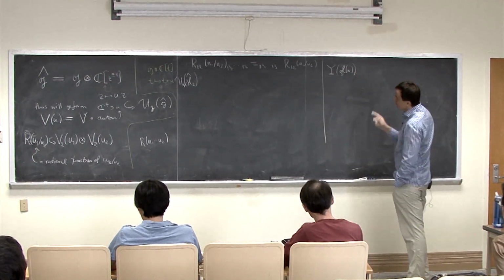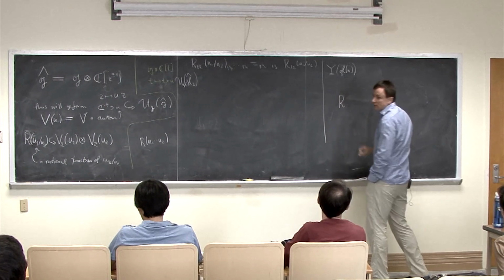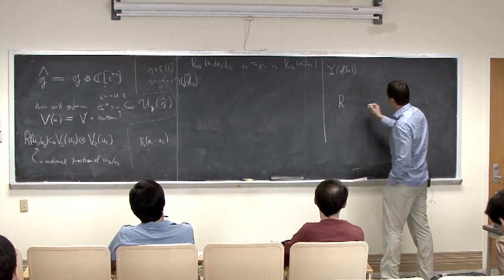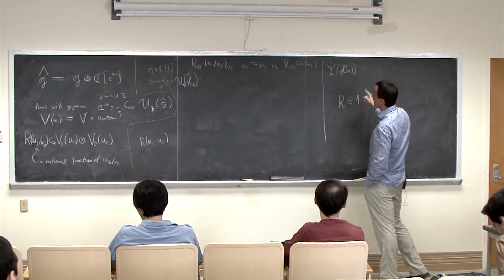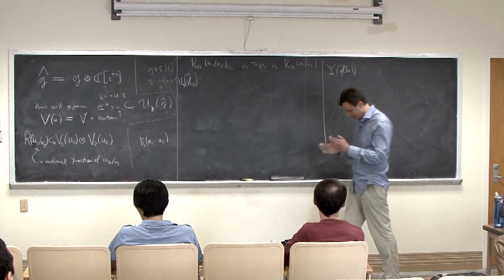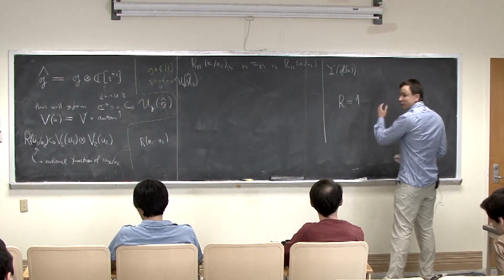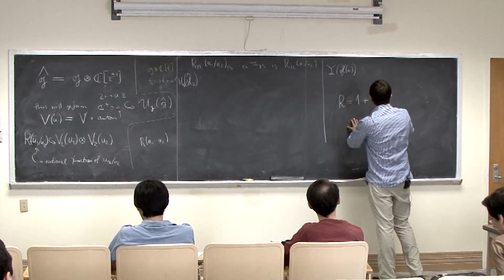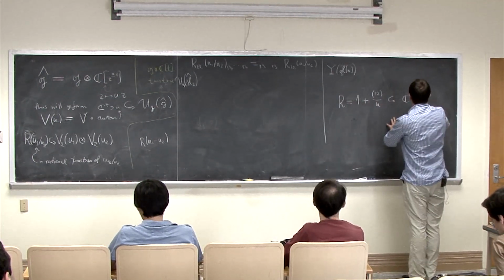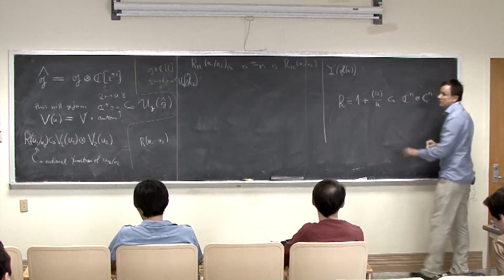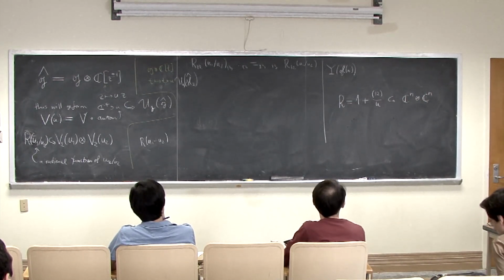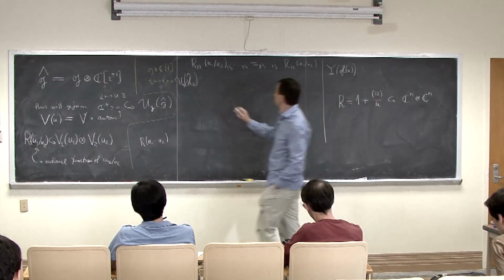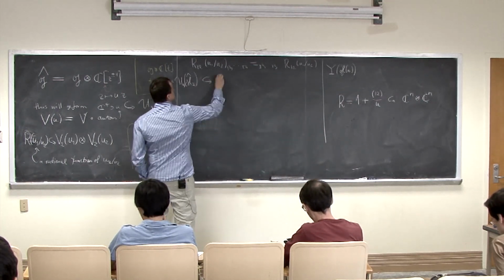This will be a matrix R acting in the n-dimensional representation. Yang was the one who wrote this matrix in the late 50s: 1 plus permutation over u, acting in C^n tensor C^n. It solves the Yang-Baxter equation. I want to do n equal to 2, so this acts in just C^2 tensor C^2.